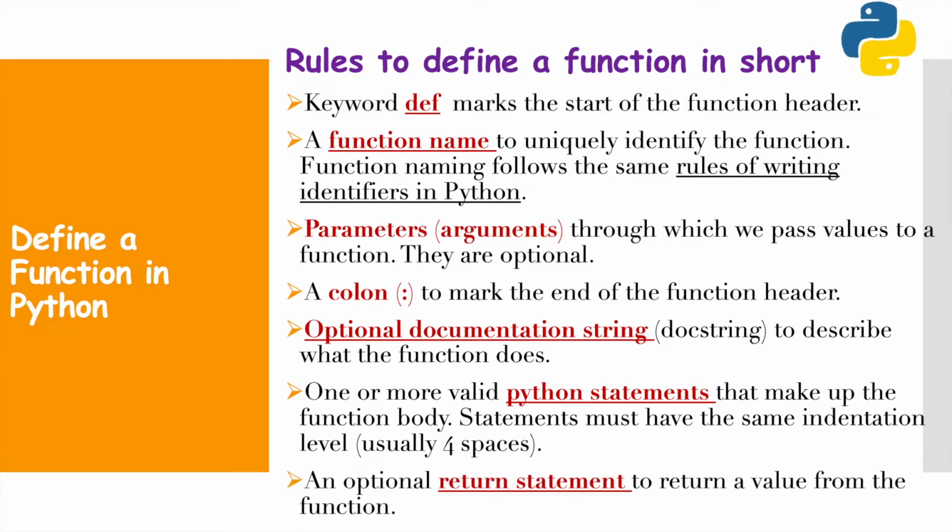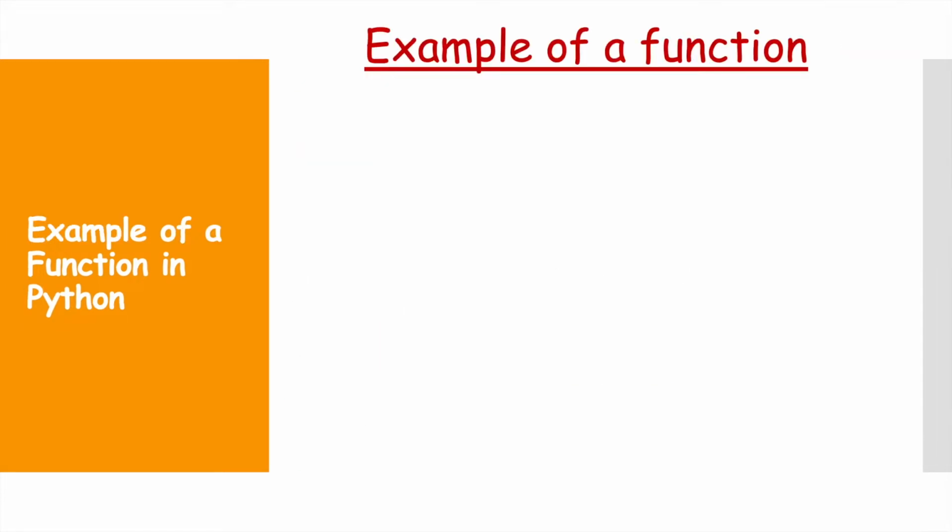And then we are having an optional return statement which returns a value from the function. Now let's understand the function by using an example. You mark the beginning of your function by using the keyword def followed by the name of the function. Here in this example it is greet, and then you are passing the parameter to this function name, which is specified inside the parenthesis, and then followed by a colon. This is the complete function header.